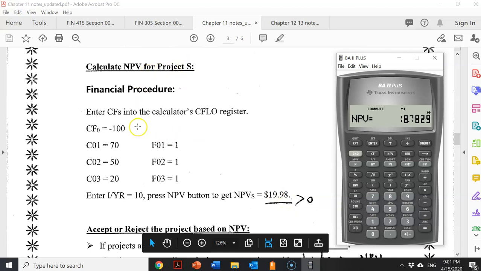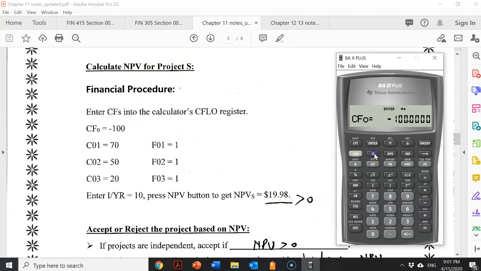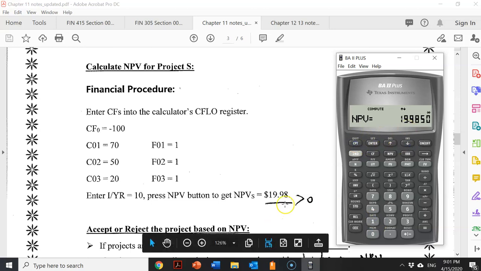As for project S, we can do the same thing here. Okay, but NPV 0, cash flow 0 is still -100. Cash flow 1 changed to 70, enter. Frequency 1 as 1. Cash flow 2, 50, enter. Frequency 2 as 1. Cash flow 3, 20, enter. Frequency 3 as 1. Okay, double check, no cash flow 4. Go to NPV, I 10, enter, down button, compute. 19.98 is the NPV value for project S.